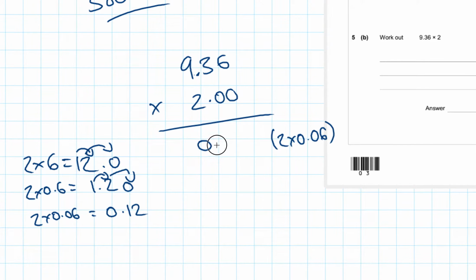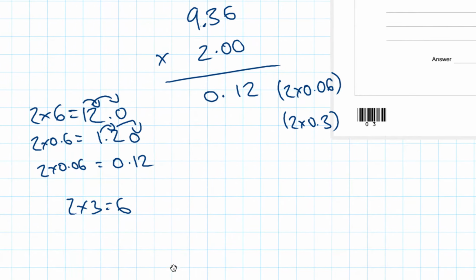Obviously some of you may do this really quickly, but 2 times 0.06 is just 2 times 6, and then we move the answer 2 places to the right, so we get 0.12. The next one we've got is 2 times 0.3. Again, 2 times 3 is equal to 6, and therefore if we do 2 times 0.3, we move our answer 1 decimal place to the right. So this ends up being 0.6.